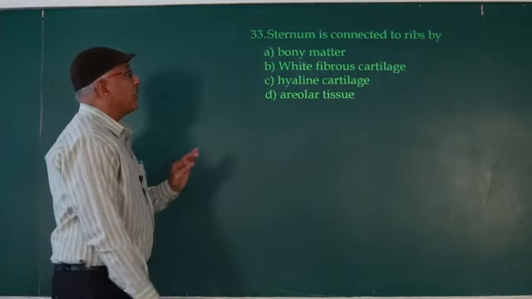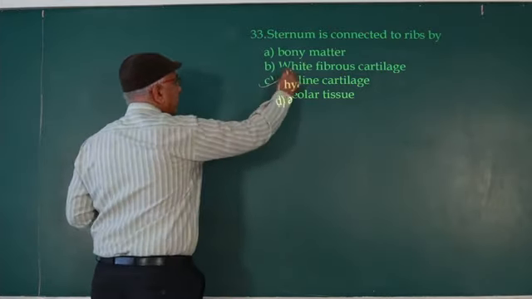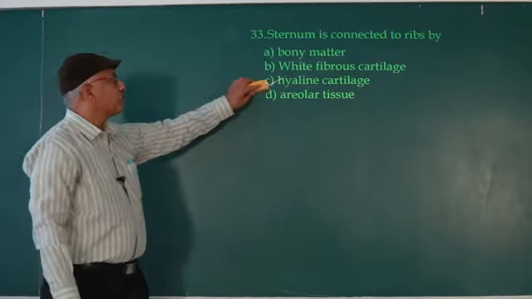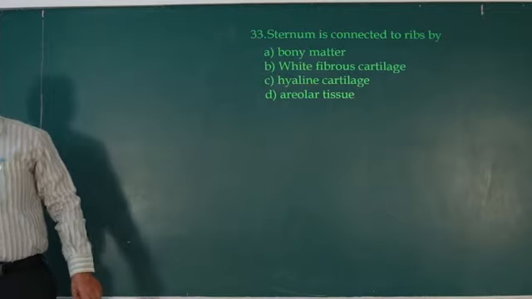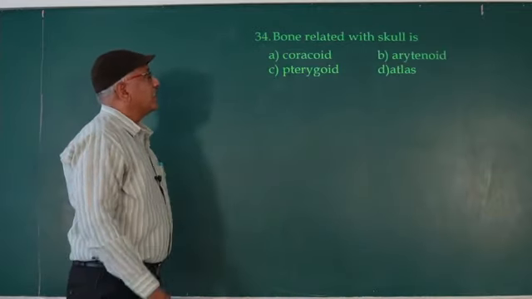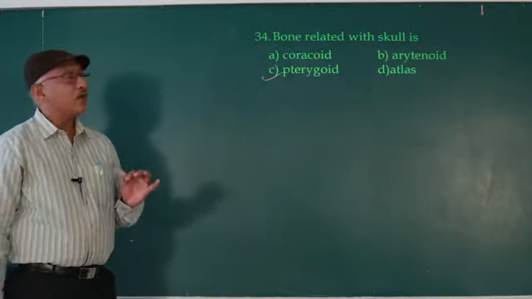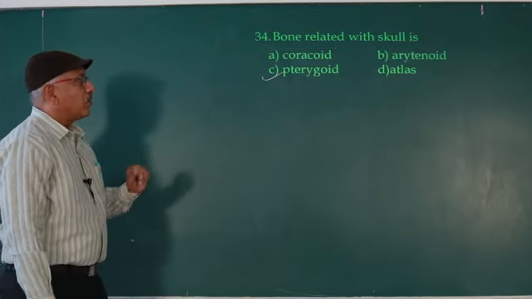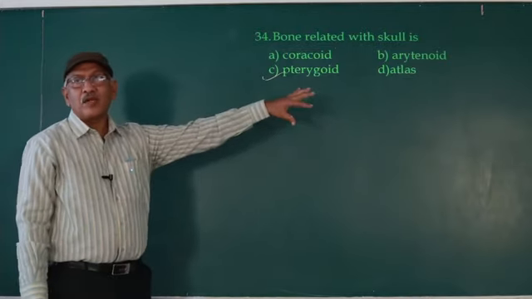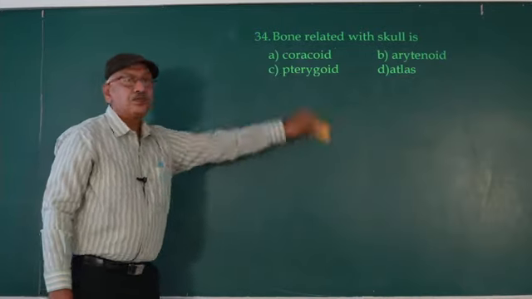Next question is, sternum is connected to ribs by hyaline cartilage, that is known as costal cartilage. Next question is, bone related with the skull is pterygoid. Pterygoid is the bone related to the skull. Coracoid is absent in human. Ethmoid and atlas are not part of the skull. So pterygoid is the bone related with the skull.